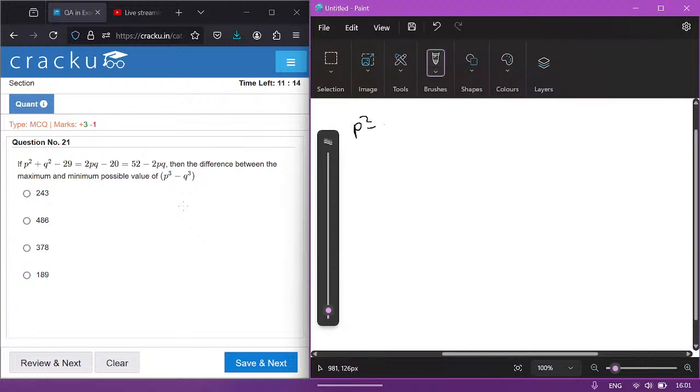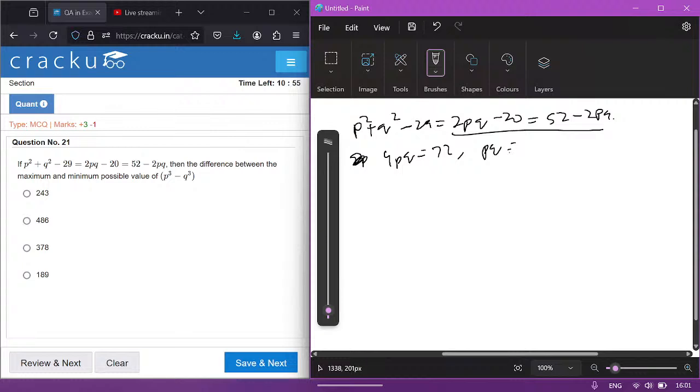So what is it? P square plus q square minus 29 is equal to 2pq minus 20, and it is equal to 52 minus 2pq. With these two, I think we can find pq. 2pq plus 2pq, 4pq, is equal to 72. So pq will be 72 by 4, which is 18. So now we know pq. 2pq minus 20 is 2 into 18, which is 36, minus 20 is 16.